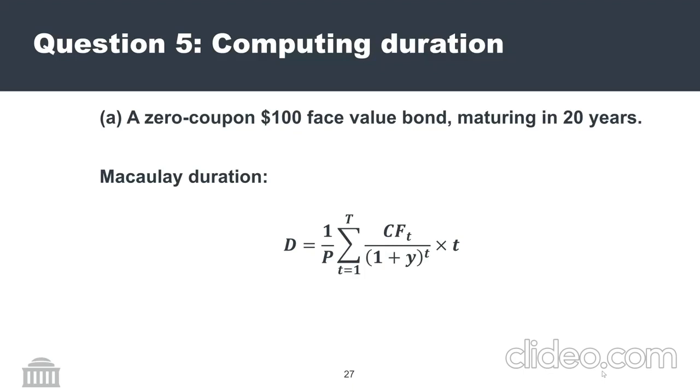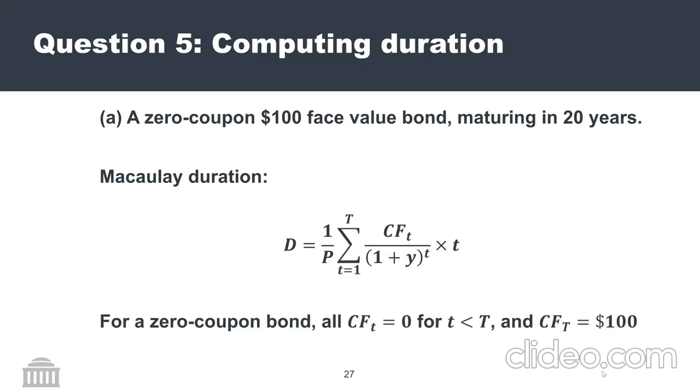So it's 1 divided by the price of the bond multiplied by the sum, where we take each of the cash flows that the bond pays in years t, and divide by 1 plus yield raised to the power t, multiplied by the period in which this cash flow was paid, so year t.